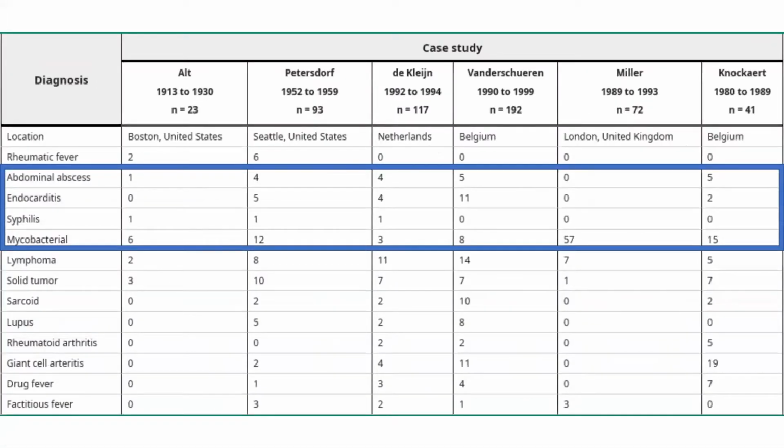So this is another way to look at those cases, and they delineate based on number of cases which were caused by which thing. And I put the box around the infectious causes, and you can see the most common infectious causes in all of these case series were abdominal abscess, endocarditis, syphilis, and mycobacterial infections. And you can see that really is quite a bit. If you include TB, I'm not surprised that's found to be such a common cause for infectious FUO. However, and we'll talk more about this, there are also a lot of inflammatory causes of fever that were found in these case series.